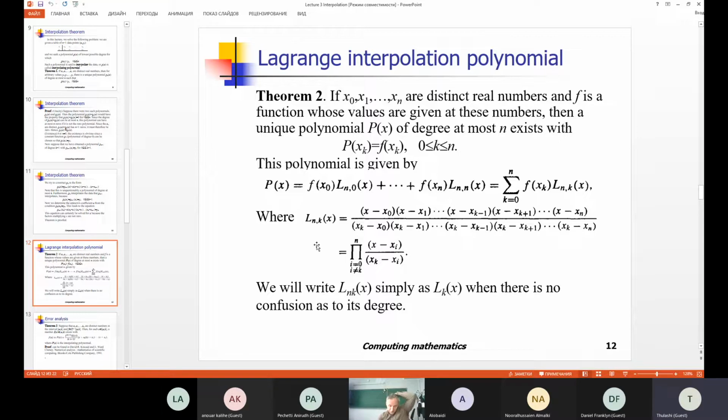And here it's written how to find the polynomials, these auxiliary functions Lk.